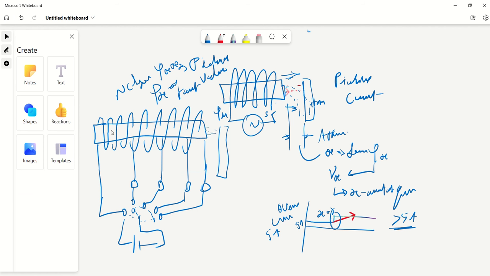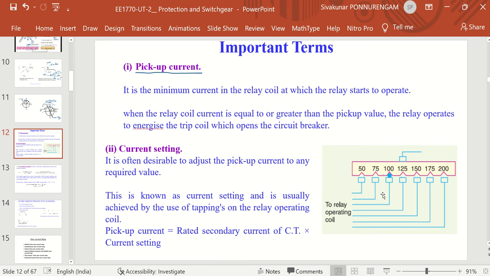These are nothing but the different turns. These are all the different turns tappings we are going to take. This is known as the current setting, usually achieved by the tappings. The pickup current is equal to the rated secondary current of the CT and the current setting.